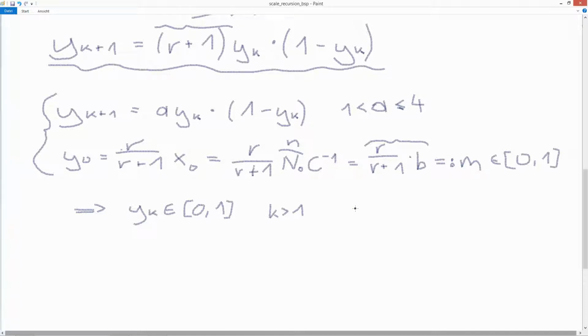I hope this video was helpful and you learned something about the logistic equation and how to scale recursions correctly.